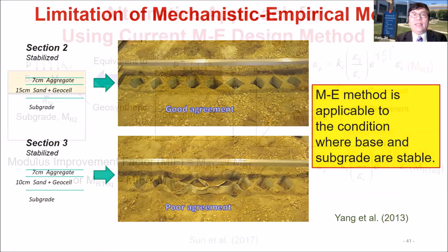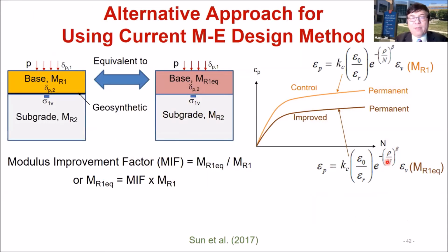Okay. Now, this method involves numerical analysis. Sometimes people say, well, that's too complicated. But we propose another, alternative method, using the current mechanistic empirical design method to come up with an equivalent modulus. For this case, we have a geosynthetic here, and you can find the equivalent based on different criteria: based on the equal stress at the interface, or based on the equal surface deformation, or based on equal deformation at the interface. This is the empirical formula we talked about before.